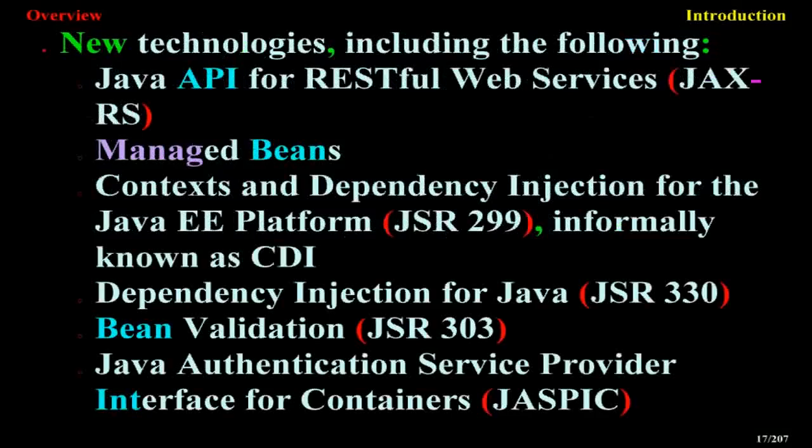New technologies, including the following: Java API for RESTful Web Services (JAX-RS), Managed Beans, Contexts and Dependency Injection for the Java EE Platform (JSR 299, informally known as CDI), Dependency Injection for Java (JSR 330), Bean Validation (JSR 303), Java Authentication Service Provider Interface for Containers (JASPIC).